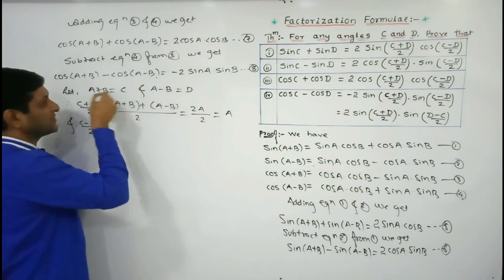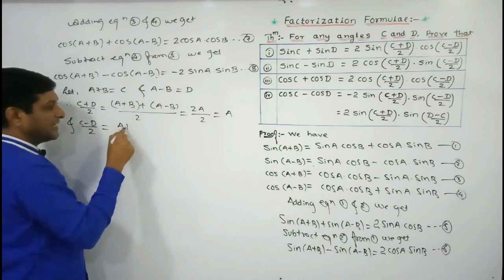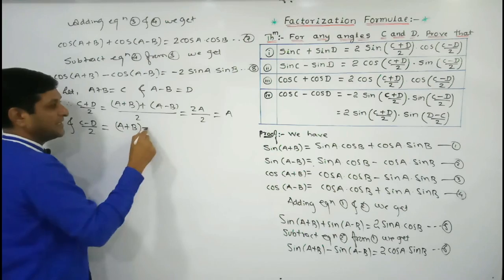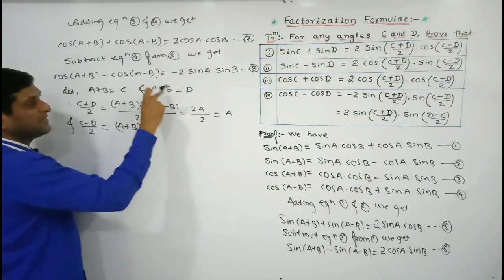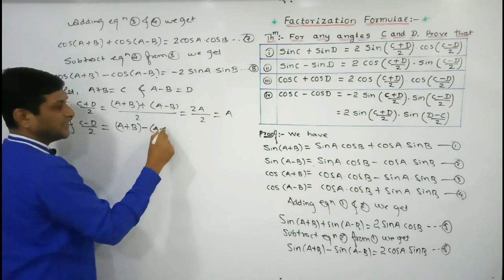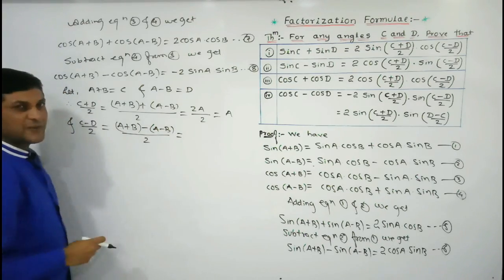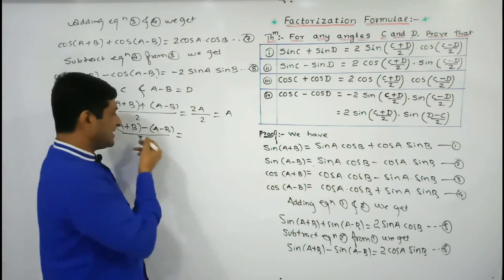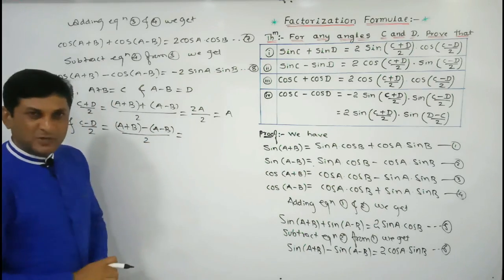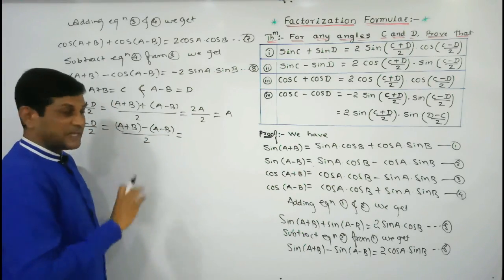What is our supposition? C means A plus B, and D means A minus B. In the denominator 2, keep it as it is. Let us try to find out the difference of these two brackets. Better way, orally also we are able to find out the difference. Observe the difference very carefully.